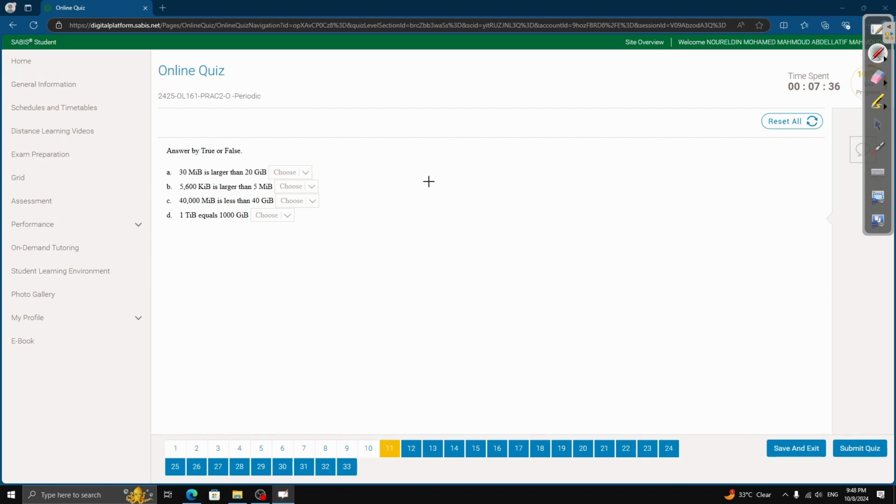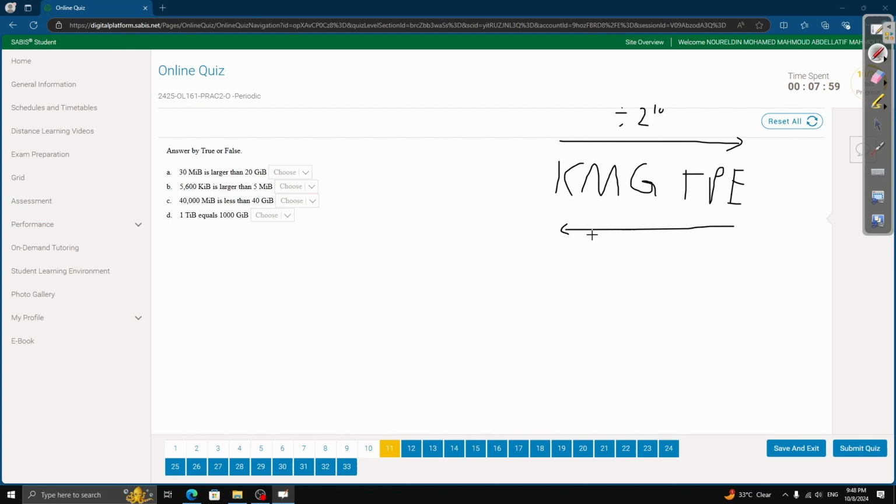Conversions are a pretty important part of the exam. How I memorize each place is I suggest memorizing this little thing: KMG TPE, where anything moving this way, divide by 2 to the power of 10, and anything moving this way, multiply by 2 to the power of 10.